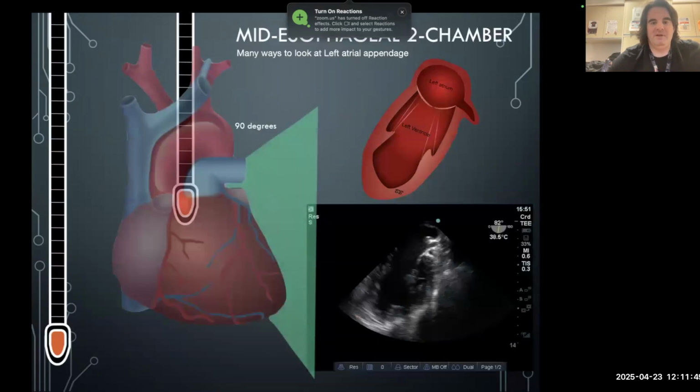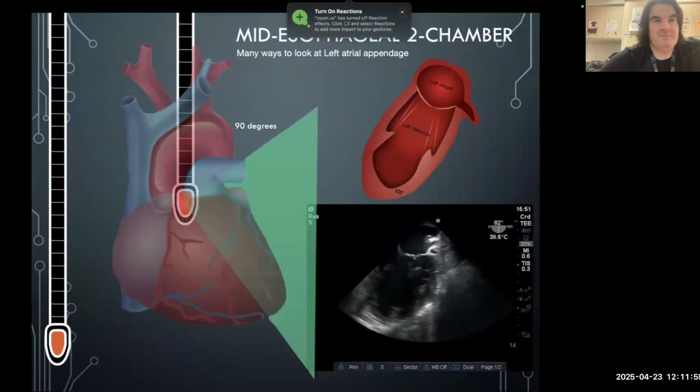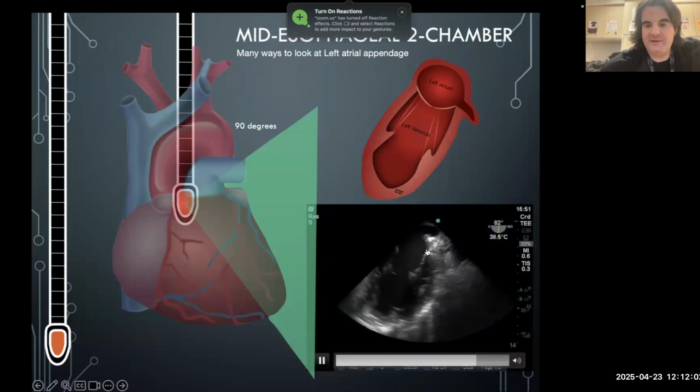Here's just an example of really how close you are. On the bottom right, there's a 2D image. That is a mid-esophageal long axis, or 2-chamber view, and it's showing the atrial appendage. I'll point it out here. That's the atrial appendage. That's the anterior portion of the heart. So that's kind of what we're looking at.